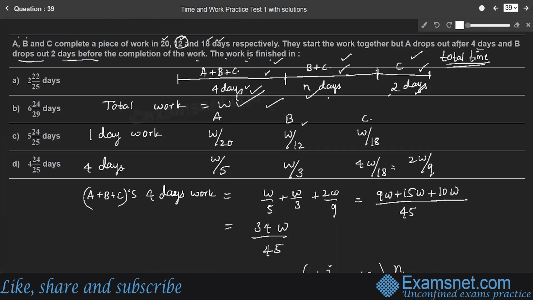So here option B is the right answer. There is a slight correction in option B. It should be 24 by 25, 6 integer 24 by 25. Option B is the right answer.